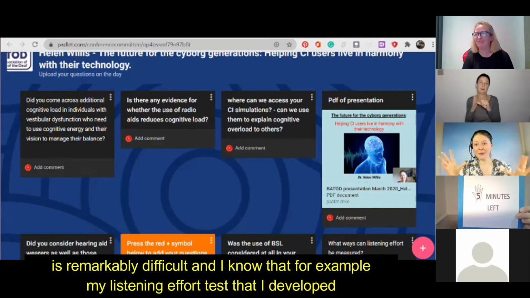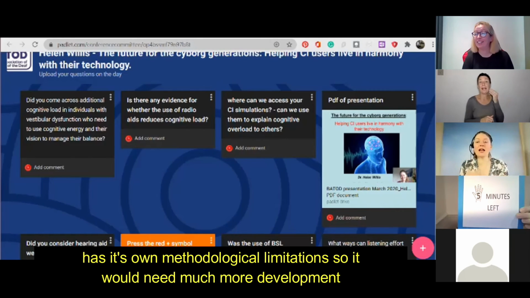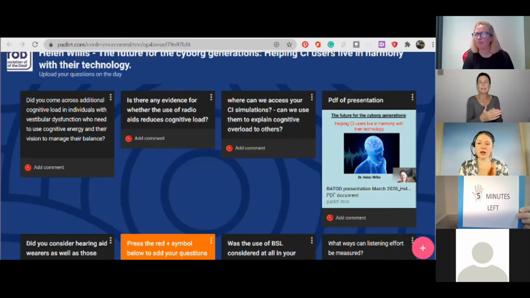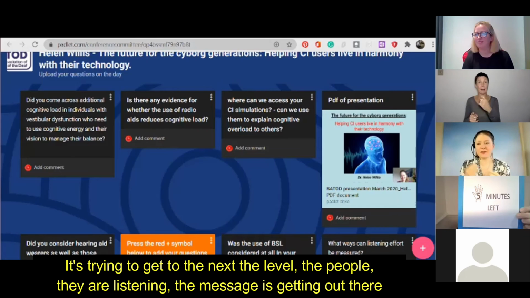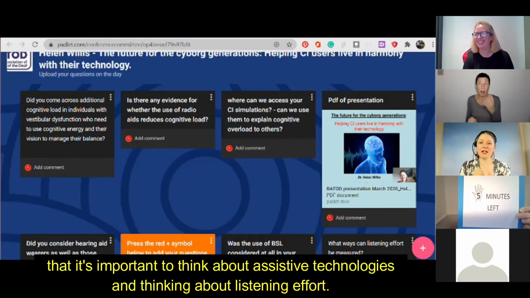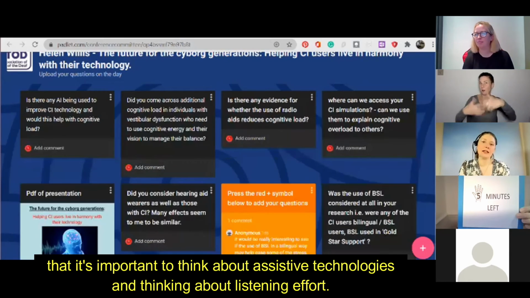And for example, the listening effort test that I developed has its own methodological limitations, so it needs much more development, even being converted to a computer app so it can actually be applied in everyday life. It's trying to get to the next level, but people are listening. The message is getting out there that it's important to think about assistive technologies and listening effort.